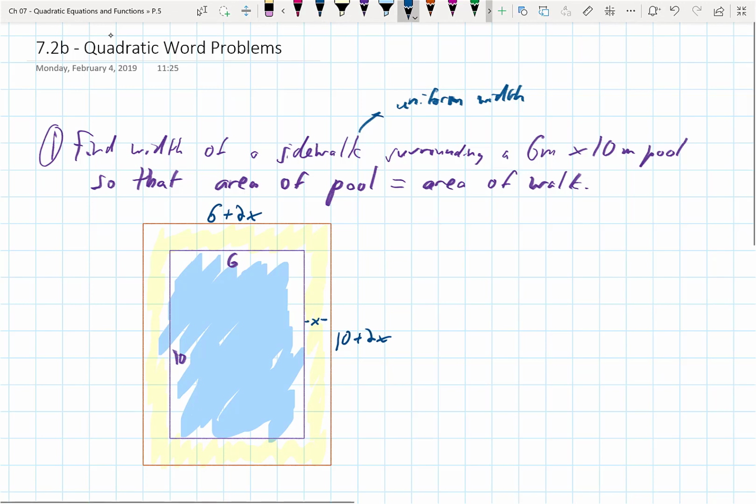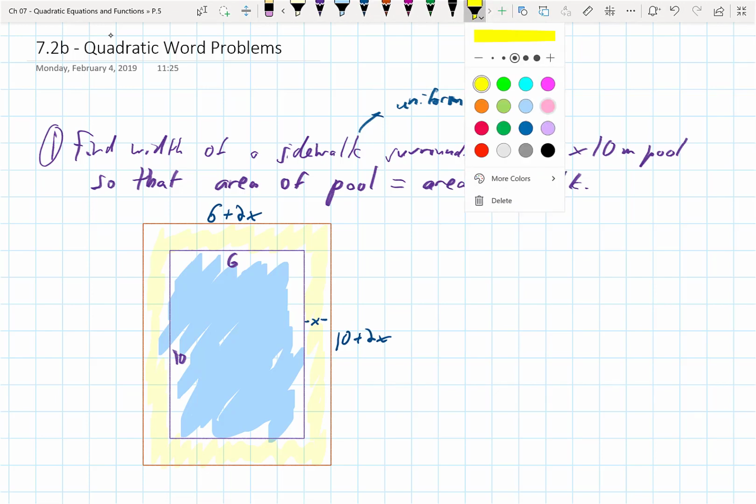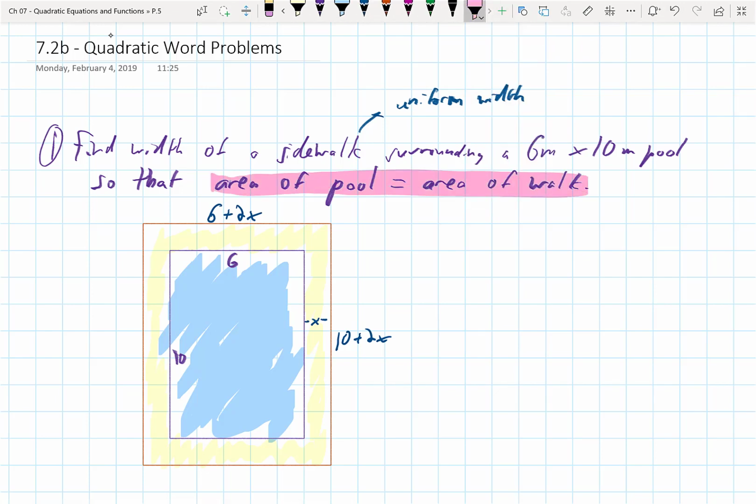Now, the key thing that we really need to make sure that you're getting is that it says right here, the area of the pool is equal to the area of the walk. So if I'm going to get these pieces out, I can say the area of the pool is something given to us by the problem, that is 6 times 10, that is 60. Strictly speaking, it's 60 meters squared.